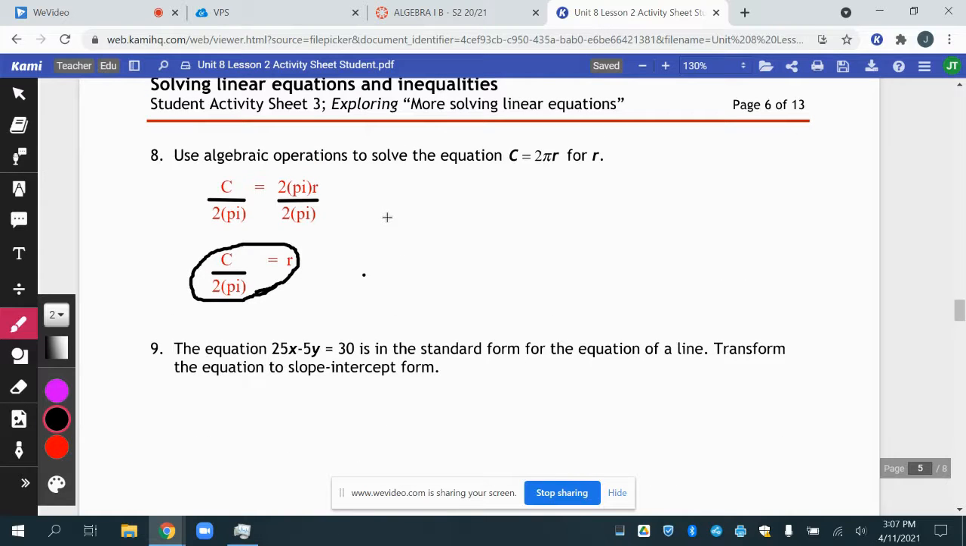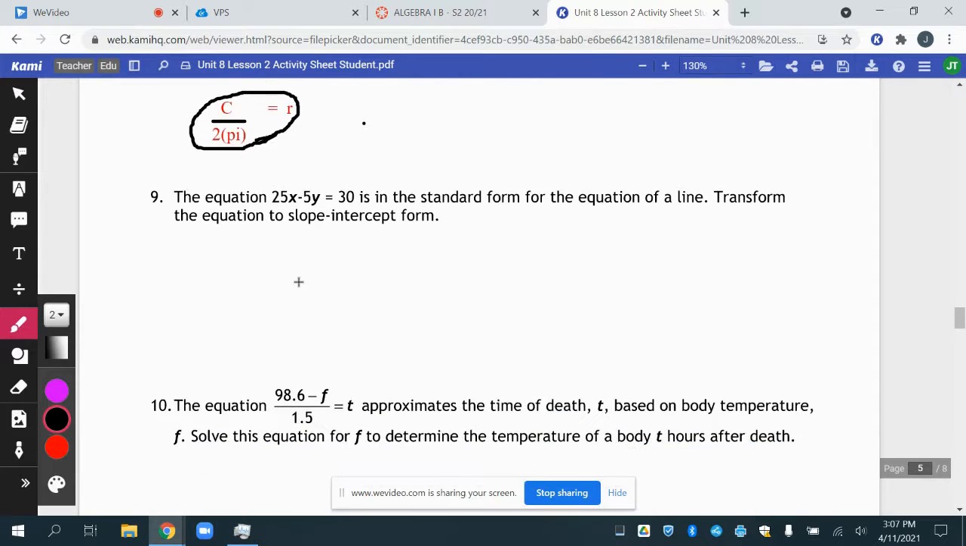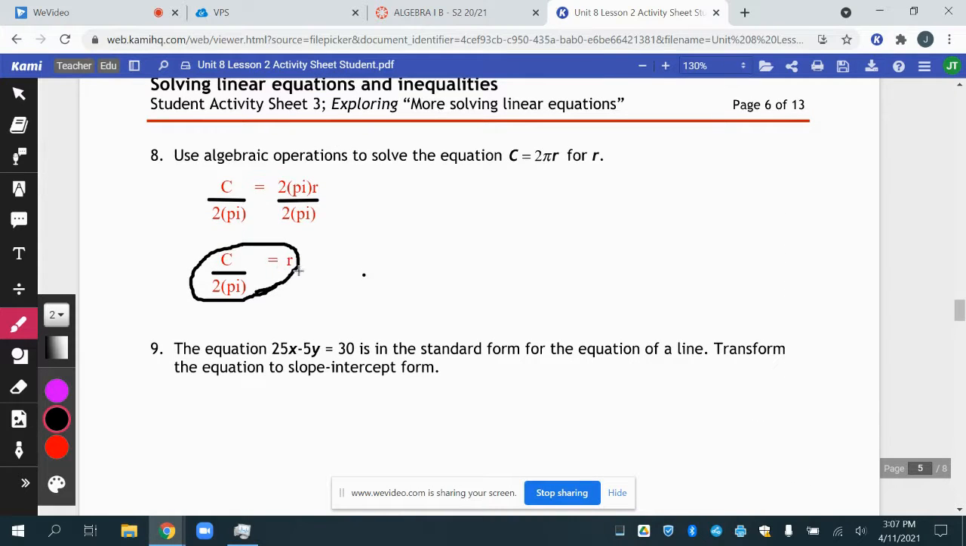Okay, we're continuing on for the rest of the assignment. We're on page 6 of 13. Well, 5 of 8, depending on the way you look at it. And we're on question number 9. We just solved this for r. Solve the equation for r means I get r by itself.